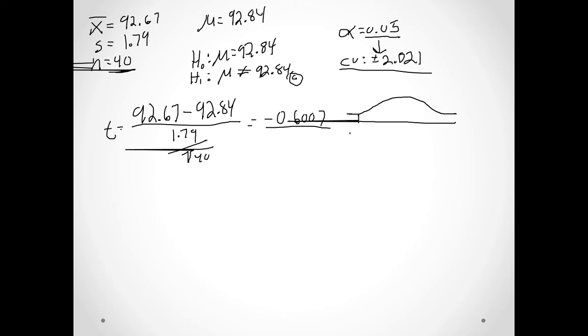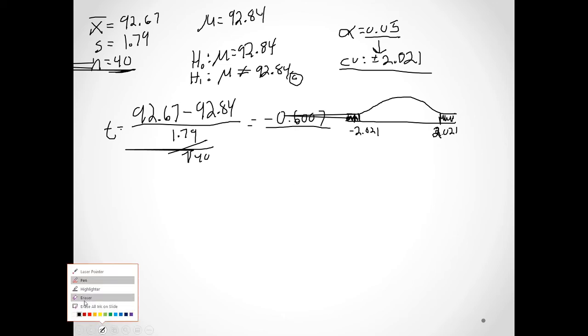So here is negative 2.021. Here is positive 2.021. Okay, whoops. And then I'm going to erase those random lines because those are going to get in the way, and redraw. I'm really sorry I have to do this, but it has to be done. Now, this is my critical region, right? My region behind my critical values, that's my critical region.